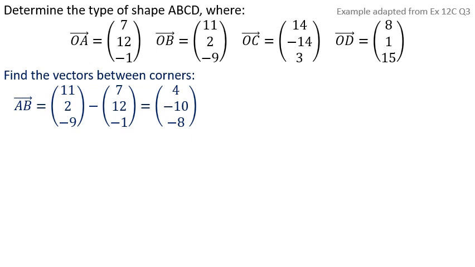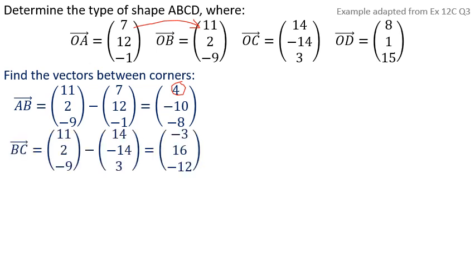So we've got the vector OB, 11, 2, minus 9, and the vector OA, 7, 12, minus 1. If you subtract one from the other, that gives you an instruction which, if you follow it, should get you from the point A to the point B. And you can check that that's what happens. Do a little bit of a gut check and make sure it makes sense in your head. If you go from 7 to 11, you are adding 4. And similarly for the other terms. From 12 to 2, you're taking away 10. From negative 1 to negative 9, you're taking away 8.